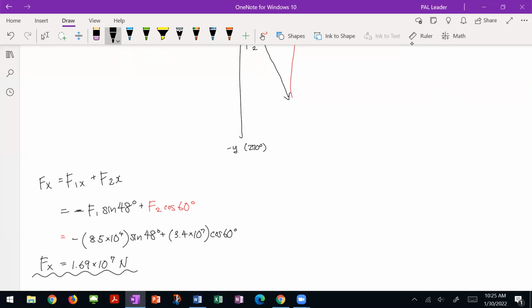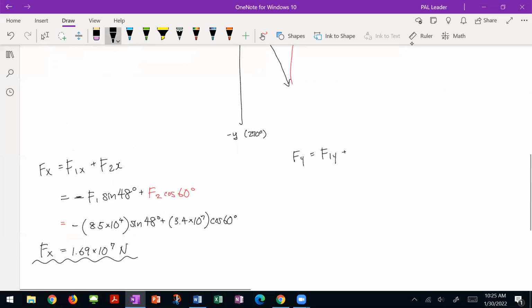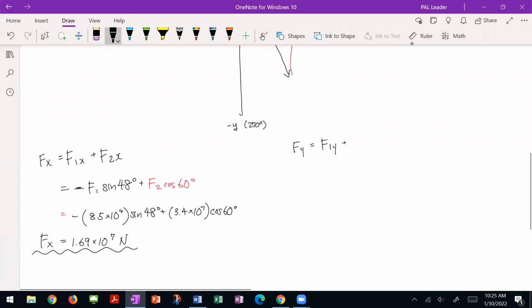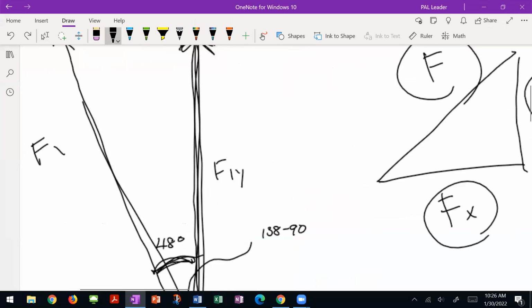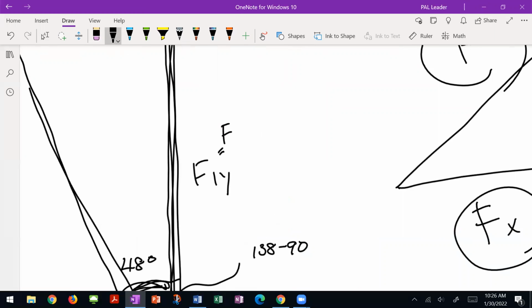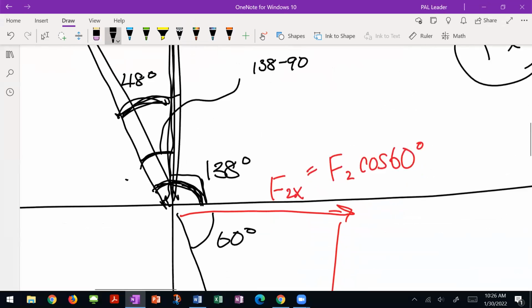Now let's look for Fy. Fy is the sum of all of the y component forces. We have F1y and we'll have F2y. So let's try and find those. This is F1y, right? This right here. We know the angle, we know F1. So can you see the C? Can you see it be C right here? So it's like cosine. So F1y would be F1 cosine 48 degrees. Let's just look at F2y now, because we're here.